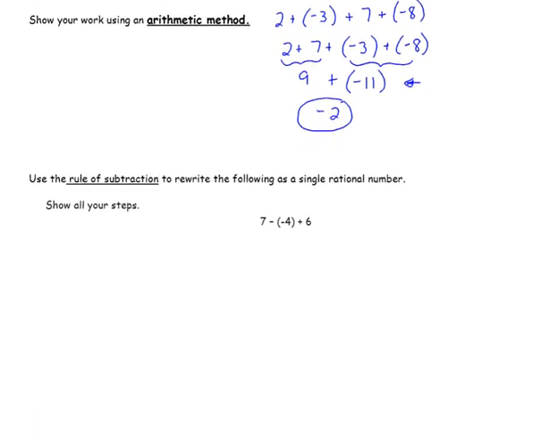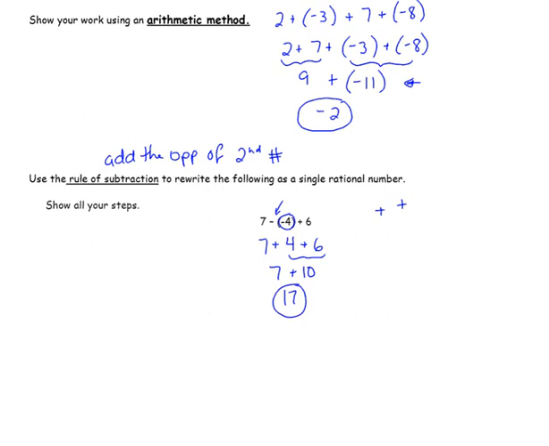Next, use the rule of subtraction to rewrite the following as a single rational number. Remember that the rule of subtraction is to add the opposite of the second number and leave the first number alone. So I'm going to rewrite this subtraction to be 7 adding, and then the opposite of negative 4 is positive 4. And then just bring down the plus 6. Remember that minus a negative becomes plus a positive. And then just find your final answer. This gives me 10, and 7 plus 10 is 17.